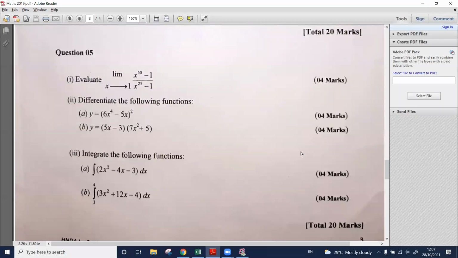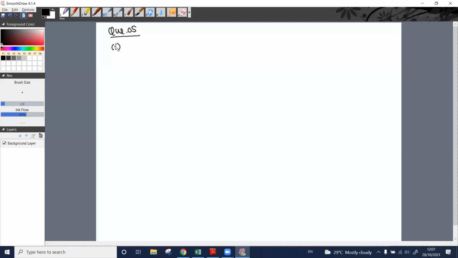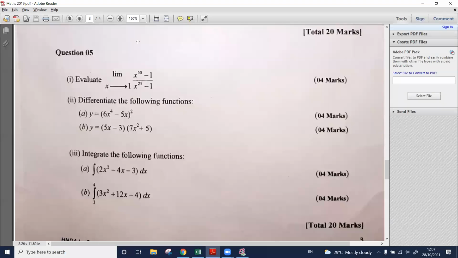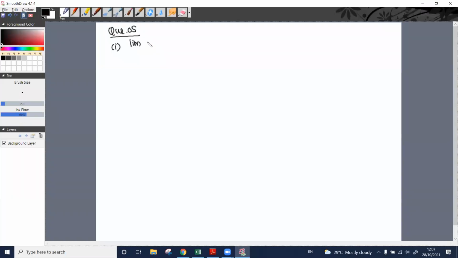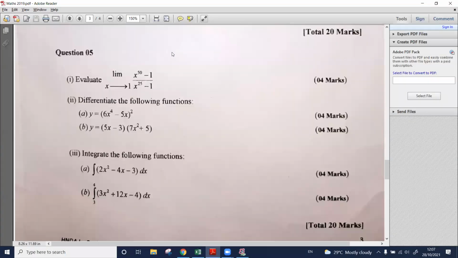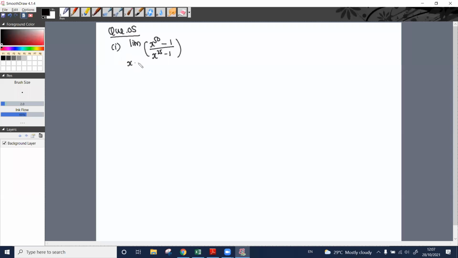Okay, part 1 from limits. Evaluate the limit of the function x to the power 50 minus 1 divided by x to the power 25 minus 1 when x is approaching 1. This is what we need to find.